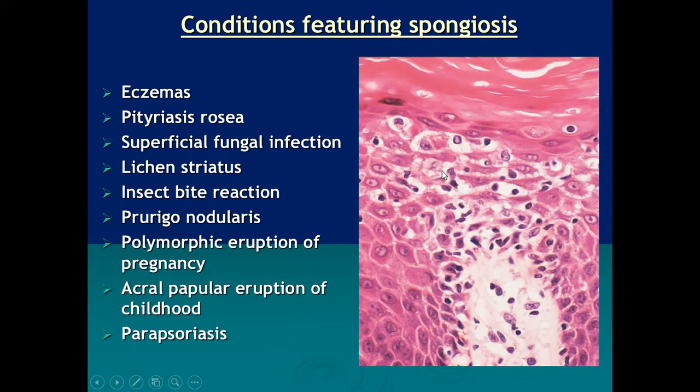There are various conditions in which the main histological finding is spongiosis, and the prototype condition is eczema. Pityriasis rosea is another form of eczema, then superficial fungal infections, lichen striatus, insect bite reaction, prurigo nodularis, polymorphic eruption of pregnancy, acral papular eruption of childhood, which is Gianotti-Crosti disease, and parapsoriasis. So all these diseases are characterized by spongiosis. For a detailed description of the diseases characterized by spongiosis, please refer to my lectures which were previously given.